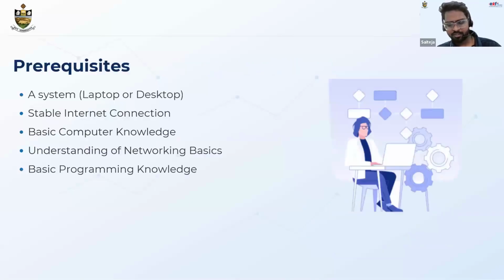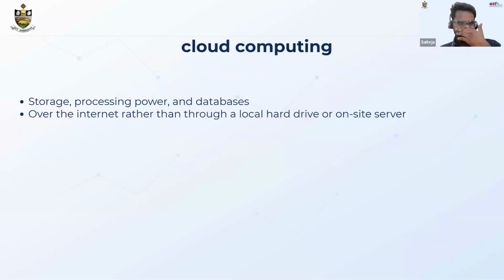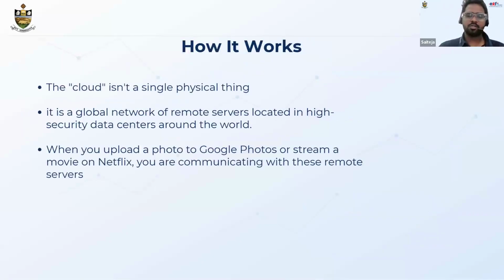As you know, the prerequisite for cloud is a system or device capable of a stable internet connection to access your data or anything else. In short, cloud computing is all about storage, processing power, and databases that you can access over the internet, instead of your local disk. The issue with local disks is that you can't access them from anywhere, but with cloud you can access from anywhere as long as you have an internet connection.